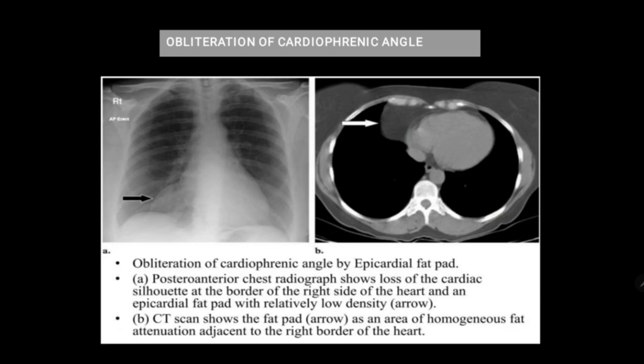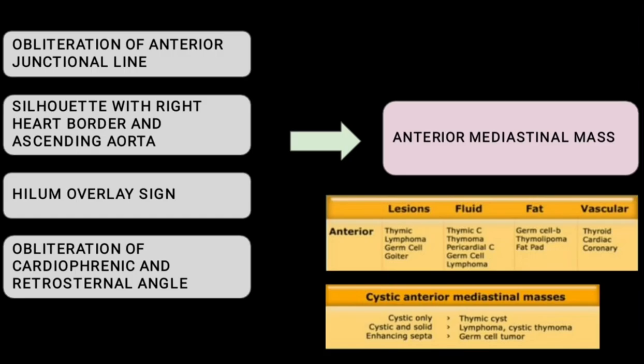Then obliteration of the cardiophrenic angle. The cardiophrenic angle should be seen clearly, but in case of anterior mediastinal masses, that angle will be obliterated, and in this case it is because of the epicardial fat pad. So obliteration of the anterior junctional line, silhouette with the right heart border and ascending aorta, hilum overlay sign, obliteration of the cardiophrenic and retrosternal angle. These are all features that will suggest an anterior mediastinal mass. Anterior mediastinal masses include thymic lesions, lymphomas, germ cell tumors, and goiter.